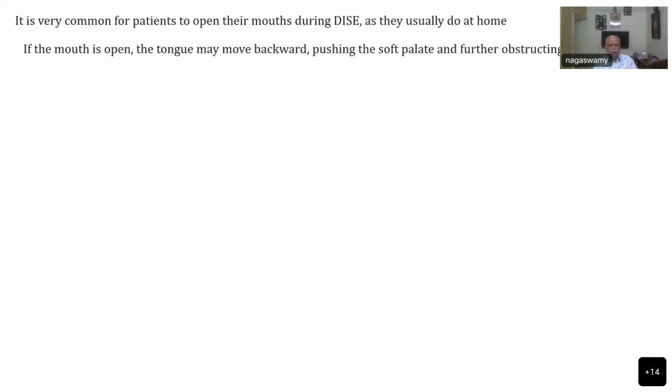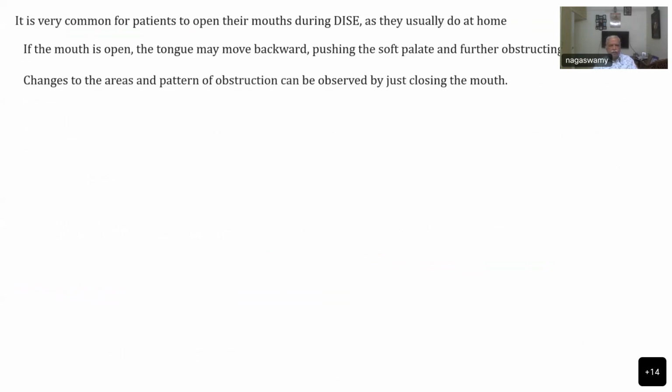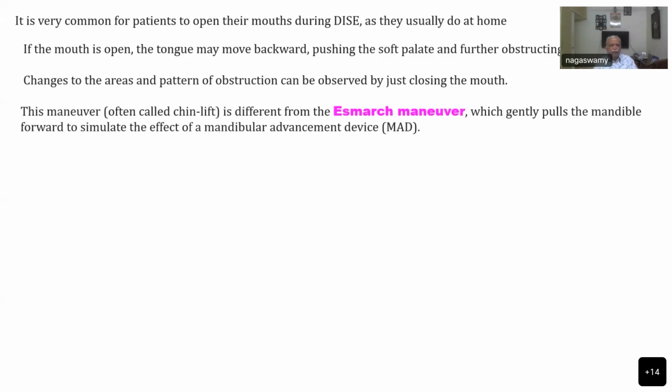And it's very common for patients to open their mouths during the DISE as they usually do at home. If the mouth is open, the tongue may move back, pushing the soft palate and further obstructing the upper airway. So changes to these areas and the pattern of obstruction can be observed by just closing the mouth. So instead of keeping the mouth open, you can just manually close it so that you can find whether there is any obstruction at the soft palate or the pharyngeal level.